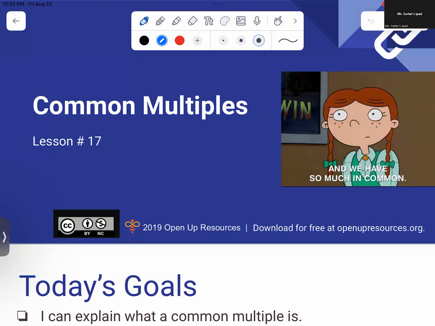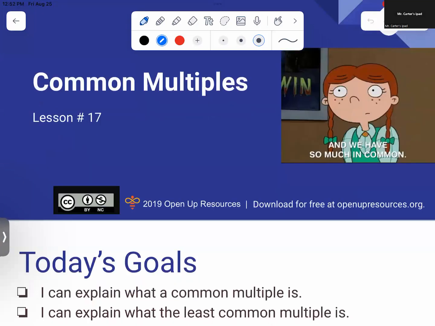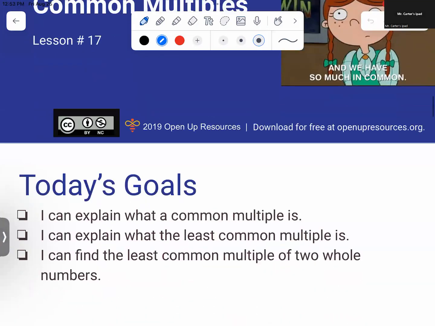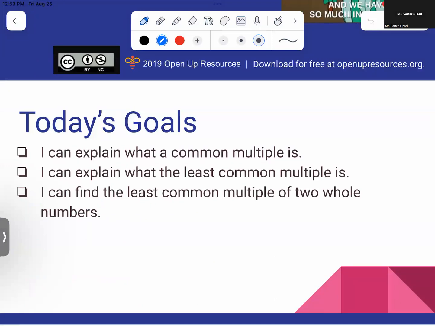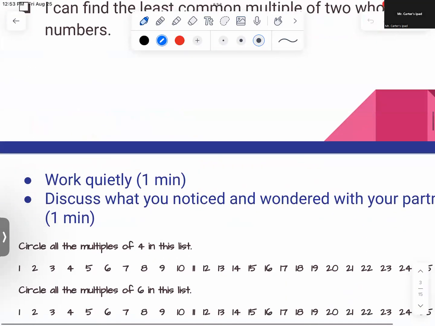So this lesson's on common multiples and least common multiple. You can see that this is kind of an open sourced lesson that I've borrowed here. I'm actually going to upload a video of someone else teaching this same lesson in case you think that I'm confusing and you want to hear somebody else. So today we're going to explain what a common multiple is, what the least common multiple is, and work on being able to find the least common multiple of two numbers.